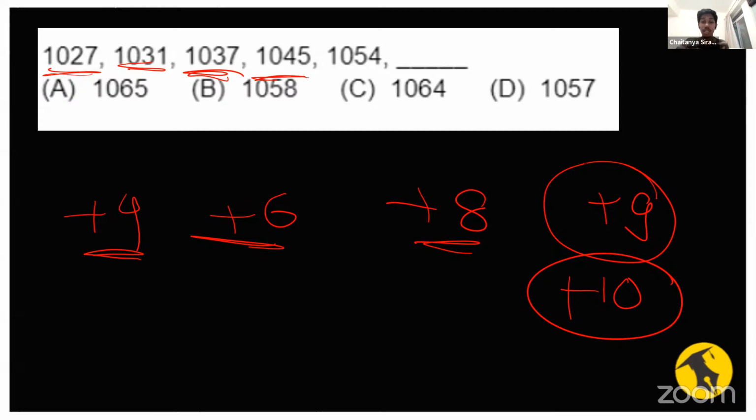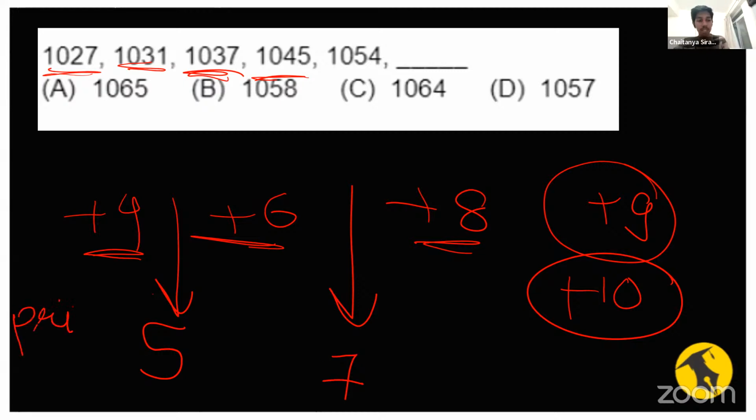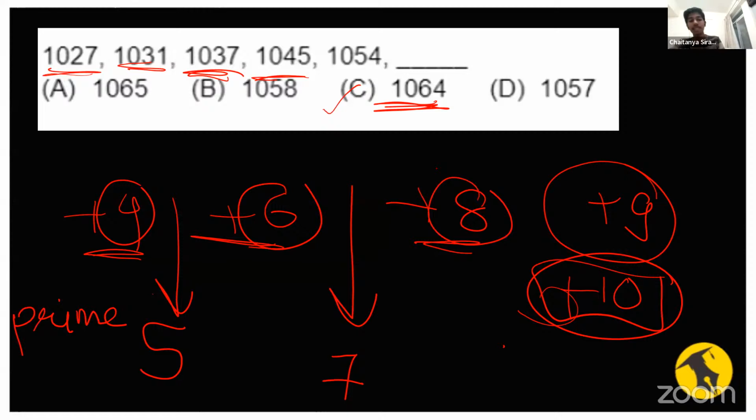Now, what else can you recognize? Which numbers are missing here? 5 is missing here and 7 is missing here. If you observe, both of these are prime numbers. So after 9, what should be the next number that I should add? It should be 10, because 10 is not a prime number. So if I add 10, I'll get option C as the correct answer. The logic here is you are adding all the numbers except the prime numbers.